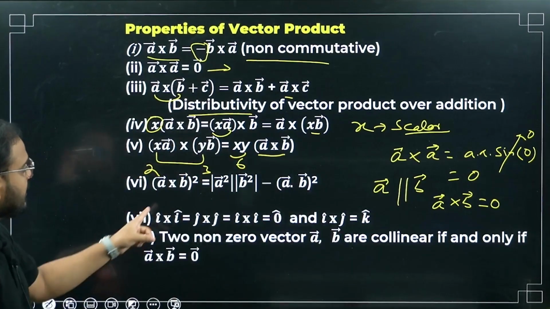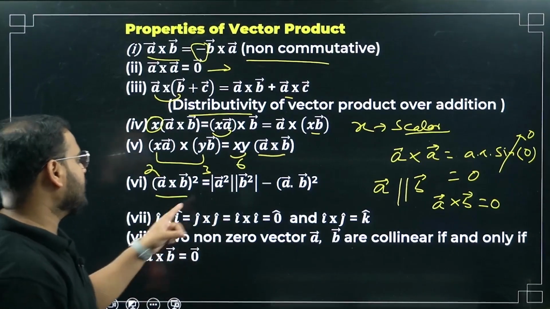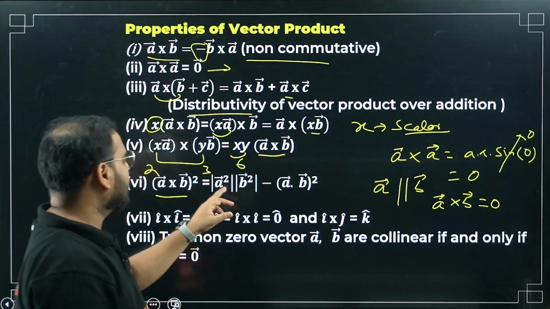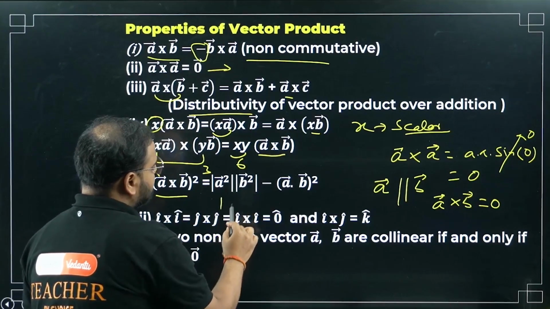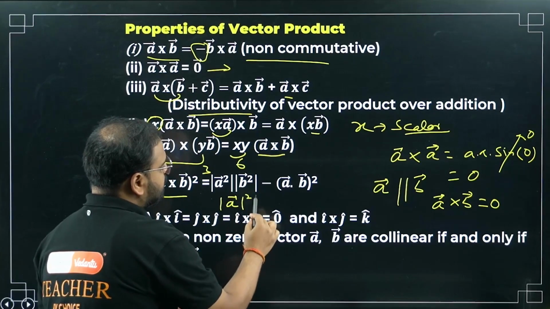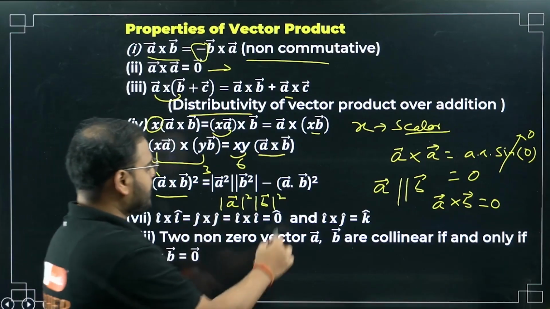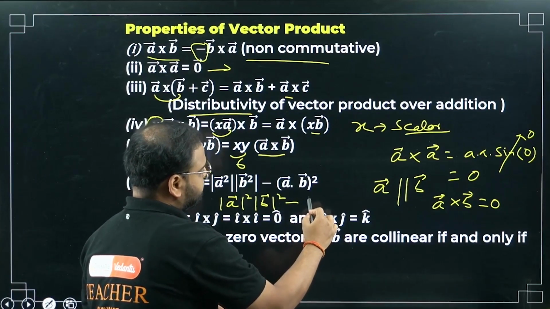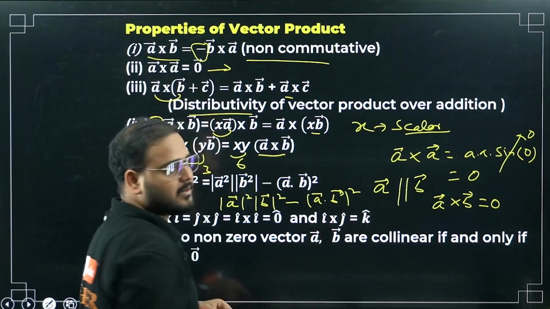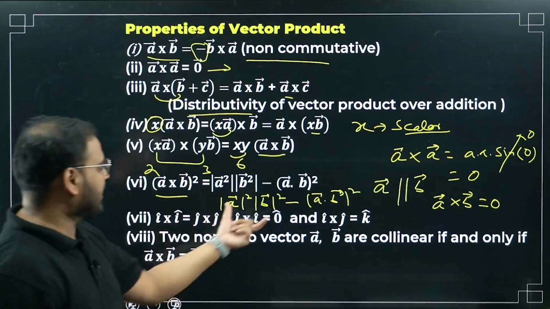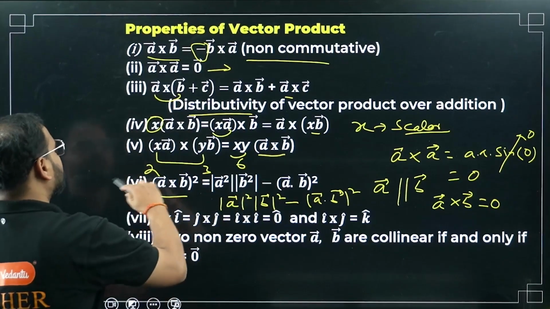Great. Now this condition: magnitude of a cross b the whole square equals magnitude of a the whole square times magnitude of b the whole square, minus vector a dot vector b the whole square. How come, sir? I'll explain this step when I'm doing the problem. Right now, just remember this is very, very important.